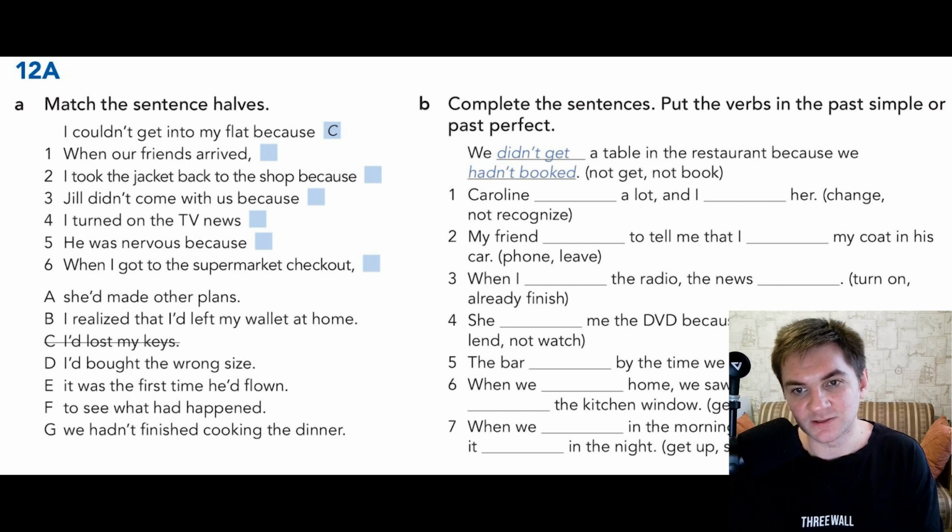Here you see we have two verbs, change and not recognize. So I think Caroline had changed a lot and I didn't recognize her. So why I didn't recognize her? Because she had changed a lot. Earlier. This action was the first one, or happened earlier than the second action. I hope you get the main idea how to do it. Now try to do these exercises to complete them, then check yourself.